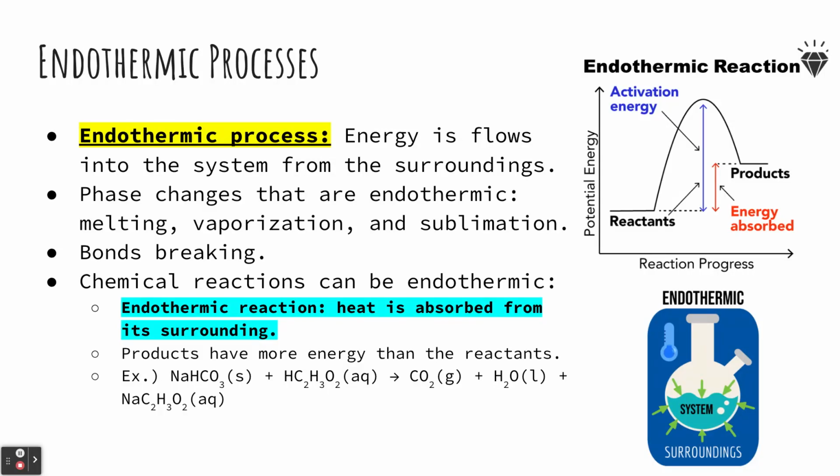Endothermic processes are when energy flows into the system from the surroundings. Phase changes that are endothermic include melting, vaporization, and sublimation. Here, bonds are being broken. Chemical reactions can be endothermic. So, an endothermic reaction is when heat is absorbed from its surroundings. Products have more energy than the reactants. Okay, so if you take a look here, my reactants have lower energy than the products because the energy is being absorbed. And then here's a nice diagram showing you that heat is traveling from the surroundings into the system. That's an endothermic process.